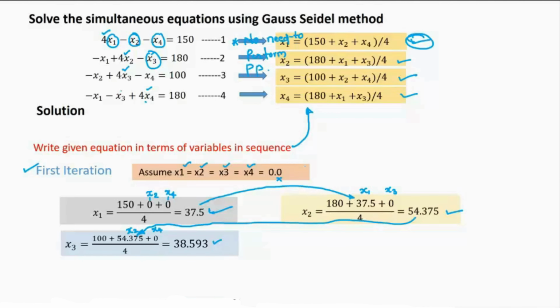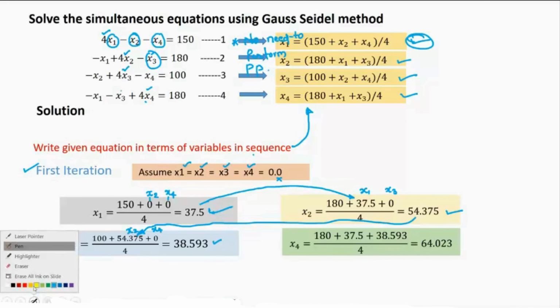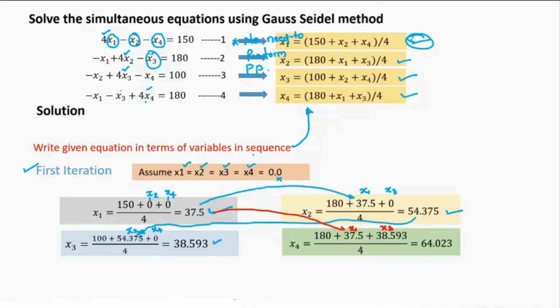Now similarly, you go to the fourth equation, x4 is equal to, now the variables are x1 and x3. So this is x1, x3. Here we have to substitute recent values. What is the value of x1? The recent value of x1 is this, and the recent value of x3 is this. So we have substituted the recent values and computed.